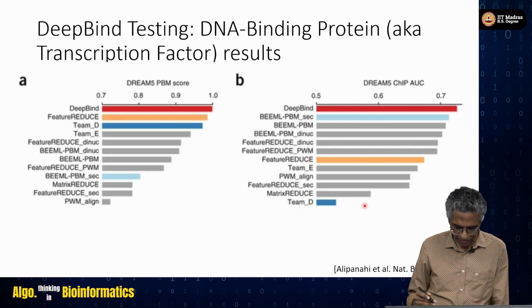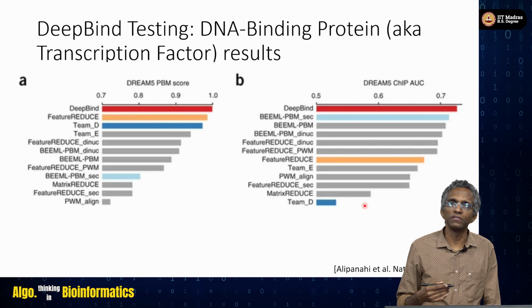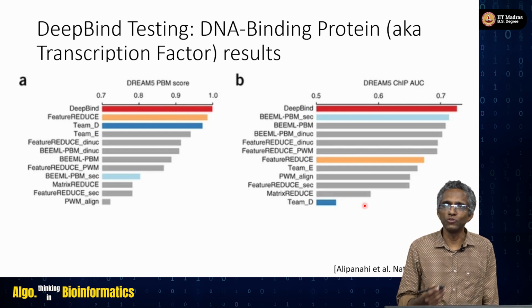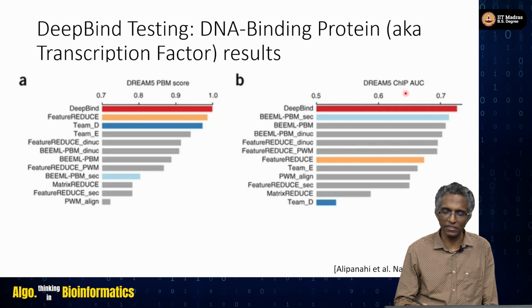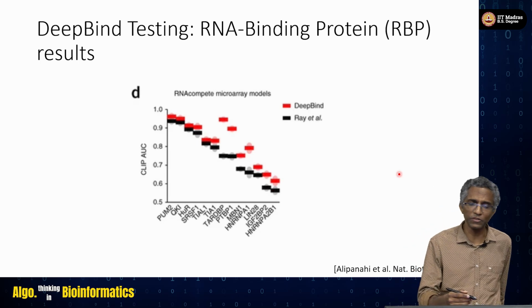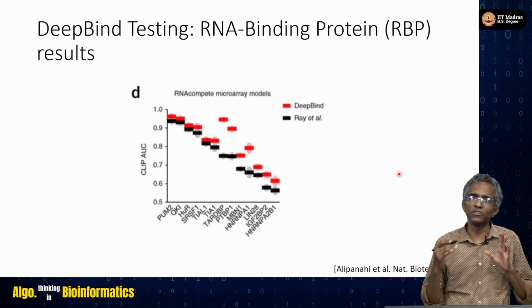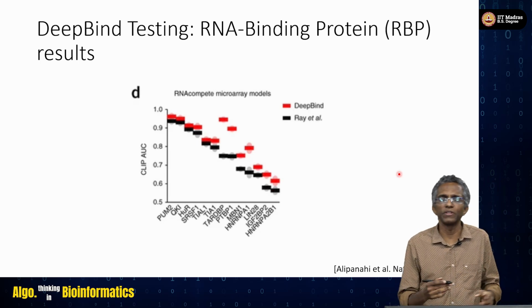So, it is good to see that all the effort that the authors have put in, and the effort that we have put into understanding the model, is useful, because this model has been able to work across these different data sets, both the PBM data set and the ChIP-seq data set, and show better results than state of the art models. In terms of RNA binding proteins, again I only show one subset of results.